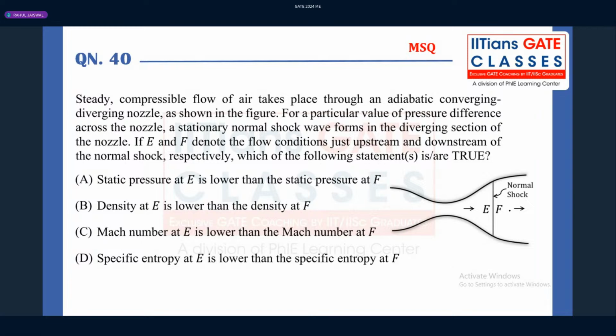So again, this is a very basic question from the normal shock, and that is being expected here. If you read the first statement, the static pressure at point E is lower than the static pressure at point F. Density at point E is lower than the density at point F. Mach number at point E is lower than the Mach number at point F. Specific entropy at E is lower than the specific entropy at point F.